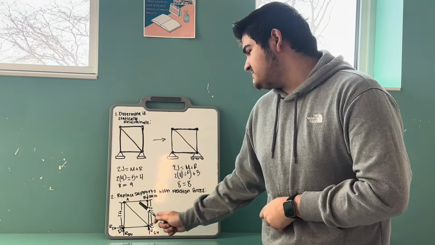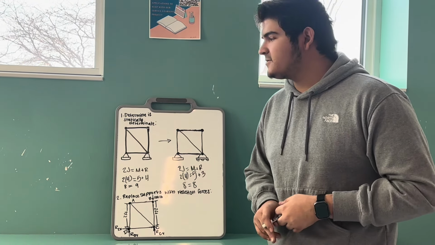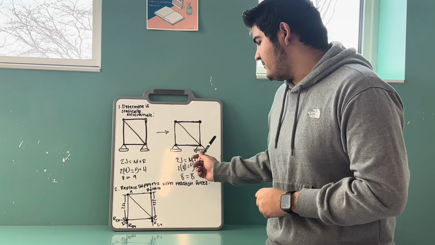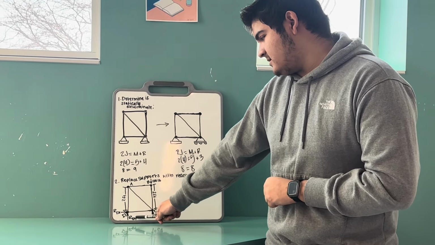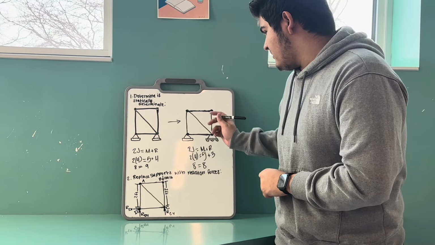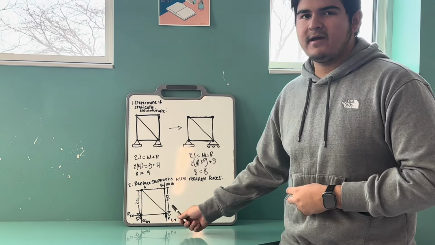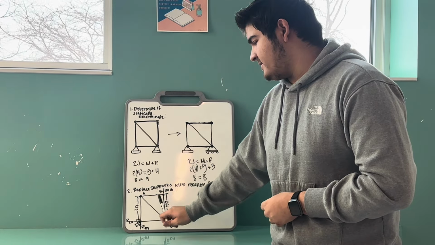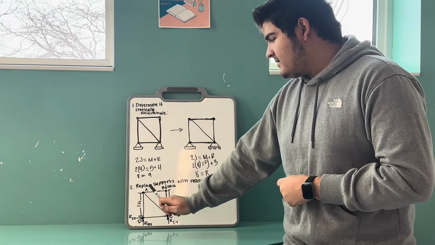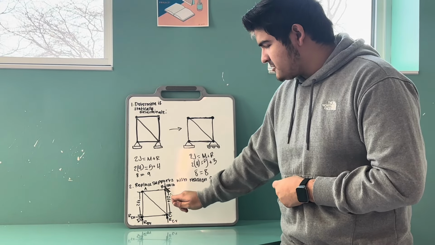Okay, so step 2 is to replace the supports with reaction forces. Since we had a pin and roller connection, for the pin support we would have RDX and RDY, and for the roller connection, we would have RCY. Also, we labeled our joints A, B, C, and D, and this truss is going to be 2 feet on all sides because it is a square.